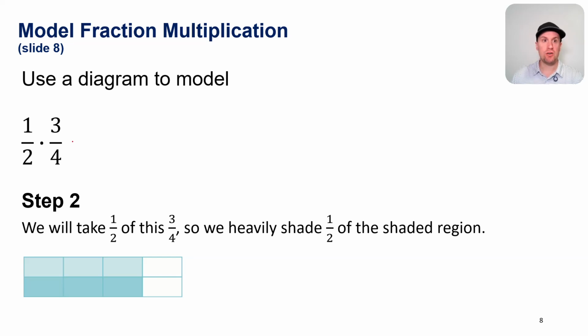Now, essentially what you're doing with this is you are multiplying your numerators, so that's 1 times 3, which is 3, and you are multiplying your denominators, which is 2 times 4, or 8 here. So your answer at the end is 3/8.